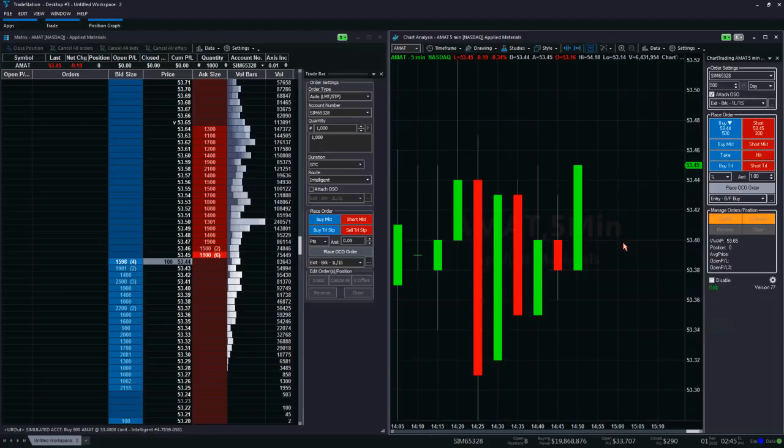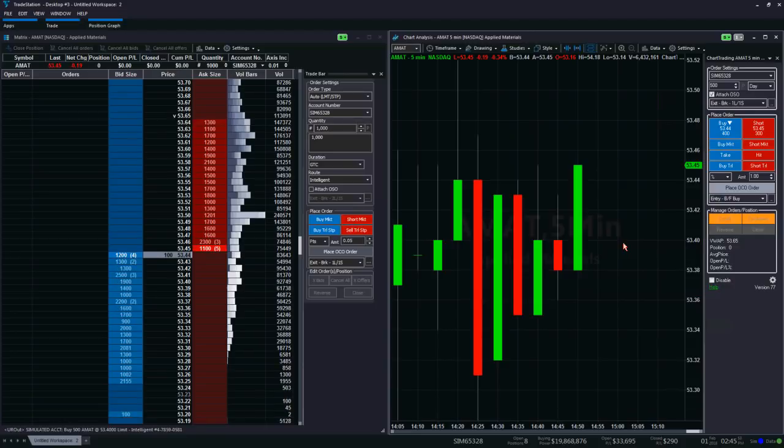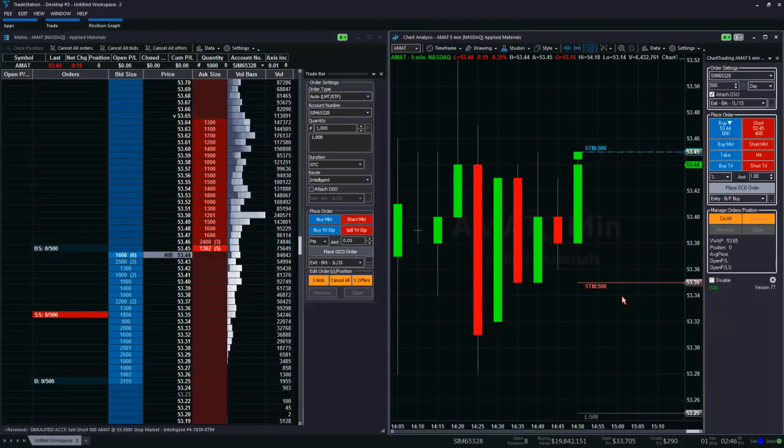Okay, I can press delete on the primary and it removes the whole setup. And if you want to sell short Applied Materials, instead of holding the Control key, hold down the Alt key on the keyboard, and then you press on the chart, and that gives you a short entry order.